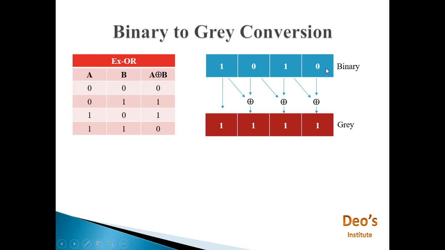One more example. Binary number 1010, we copy this 1 as it is. 1 XOR 0 is 1, 0 XOR 1 is 1, 1 XOR 0 is 1. So if binary number is 1010, its equivalent gray code is 1111.